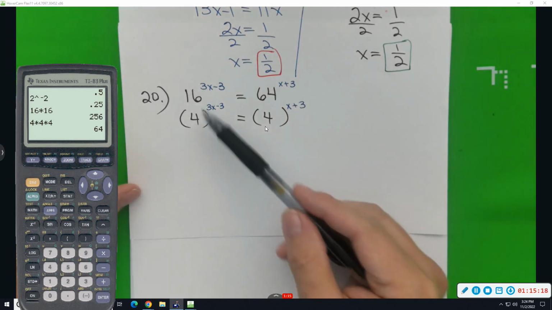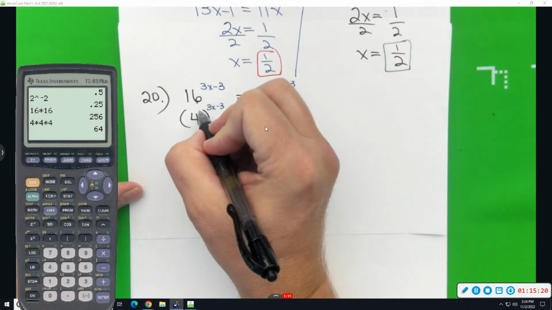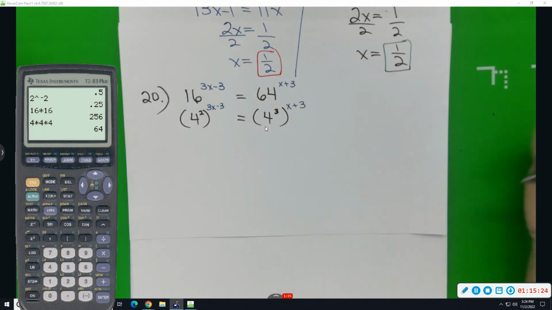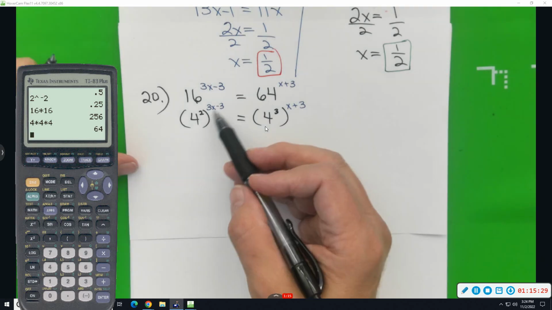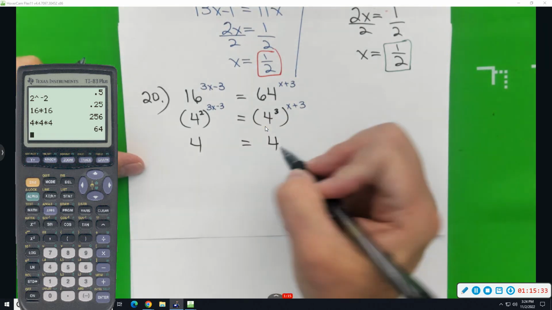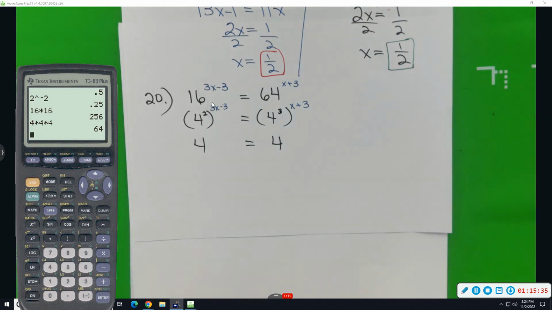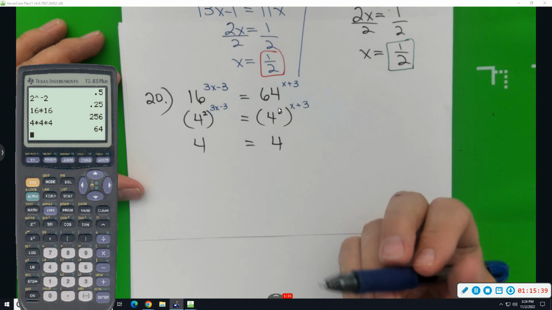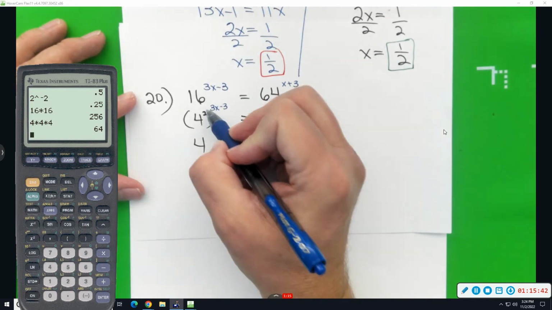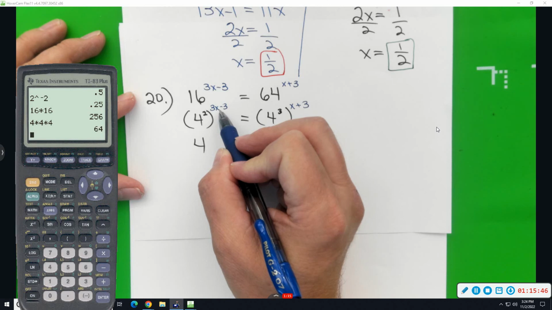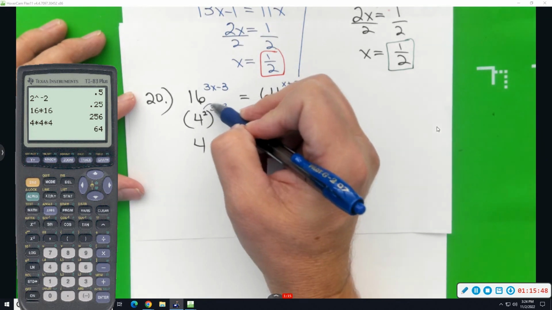Okay. 16 is the same thing as 4 squared. 64 is the same thing as 4 cubed. And now we have powers raised to powers. So what do you do when you have a power raised to a power? I'm going to get rid of those parentheses. Power raised to power, we multiply. So here, notice we're taking the 2, and we have to multiply it by the 3x minus 3. So we're going to have to distribute.